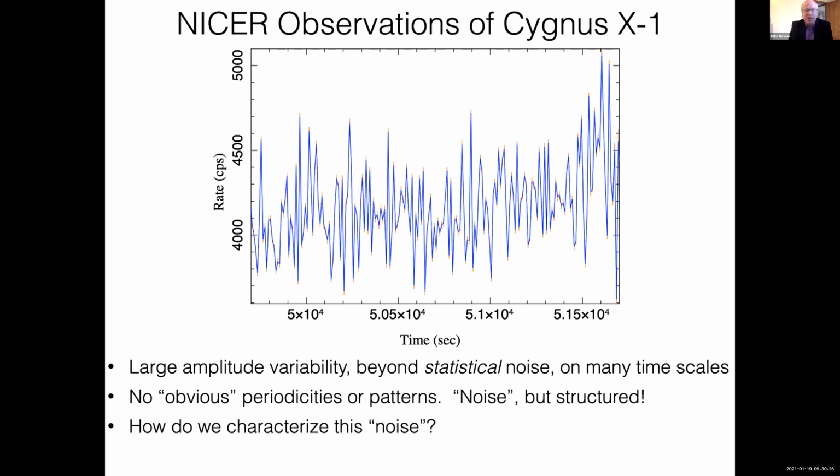And what we can see here is very large amplitude variability. This is a light curve on 10-second timescales. The blue is the light curve, and if you can see the orange there, the orange bars are the amplitude of the expected statistical noise just from the counting statistics. And you can see that the variation due to the counting statistics is essentially negligible in this case. All the variation that you see there is due to the light curve itself.